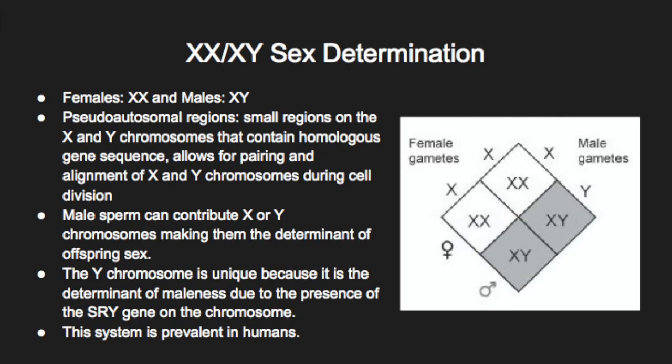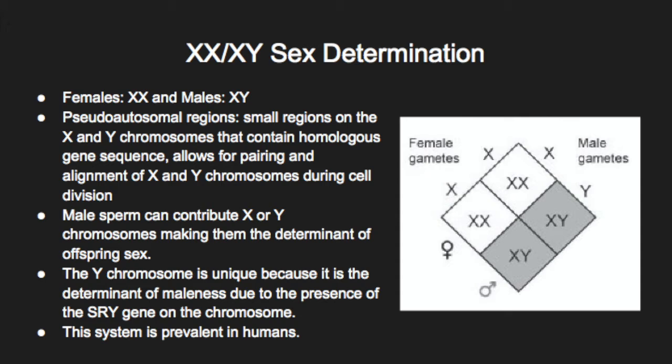In the XX-XY sex determination system, males are XY, the heterogametic sex, and females are XX, the homogametic sex. The chromosomes contain pseudoautosomal regions, which are small regions of the X and Y chromosomes that contain homologous gene sequences, allowing for pairing and alignment of X and Y chromosomes during cell division. The male sperm is what determines the sex of the offspring, as it can contribute an X or Y chromosome.